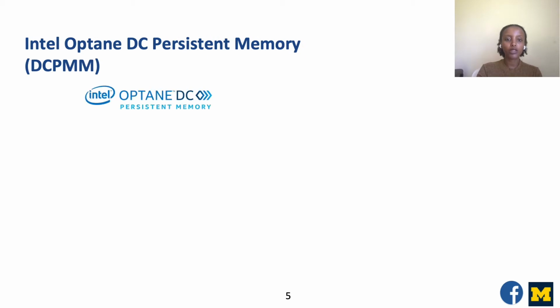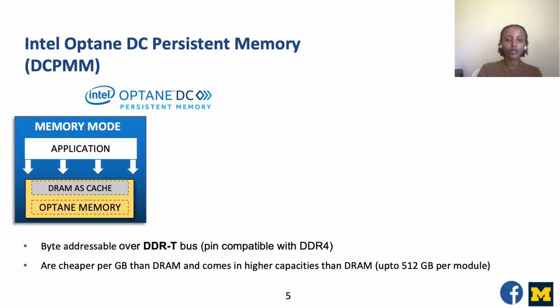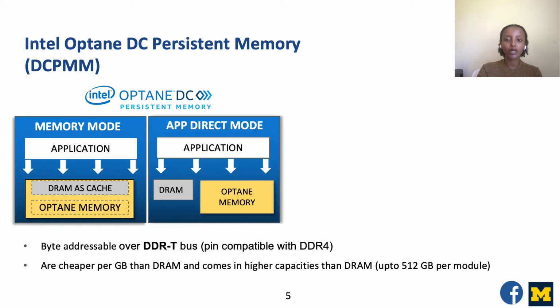One such storage class memory commercially available is Intel Optane memory. Intel Optane memory comes in a DIMM module and is byte addressable over the DDR4 bus. In its current form, it comes in a much higher capacity than DRAM, up to 512 GB per module. Intel Optane memory has two operation modes: memory mode, where DRAM is a direct map cache of Optane memory, or app direct mode, where we can control where we place data between DRAM and Optane memory.